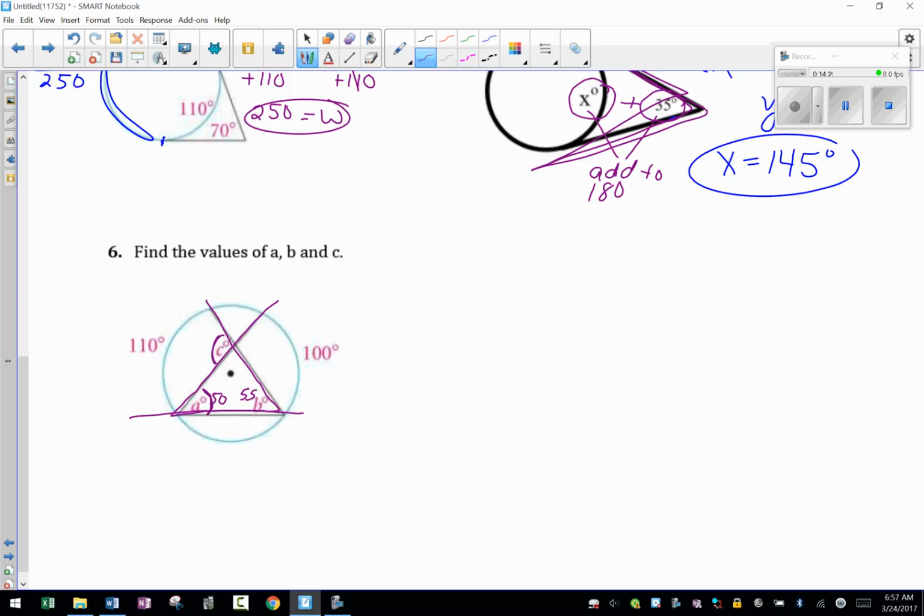C is an exterior angle of the triangle, and here's a rule we haven't used in a while. The exterior angle of a triangle is equal to the sum of the 2 remote interiors. This was 50, this was 55, so C is 50 plus 55, which is 105. However, that's not the only way to do it. You could say, well, 50 plus 55 is 105, making this 75. 75 plus C is 180, also making C 105.